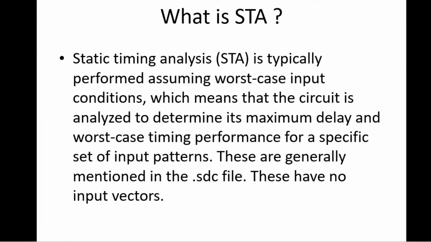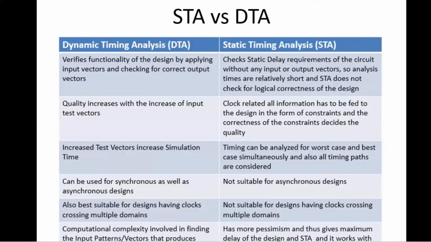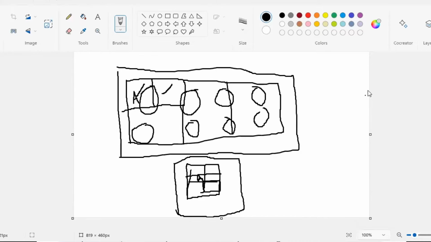If you give inputs and check for the timing, it will take more time than expected. If STA runs within 1 hour or 2 hours, DTA will take longer. DTA is nothing but dynamic timing analysis. If you see the slide, DTA and STA. While working with DTA, we need to give the input vectors also. Input vectors are given based upon patterns. I'll show you how the pattern looks.